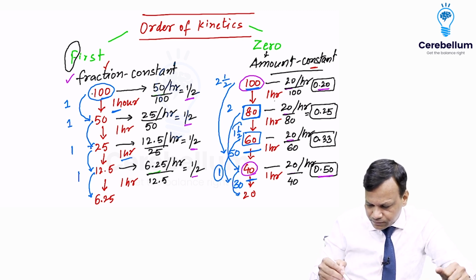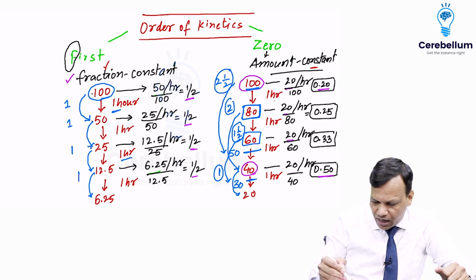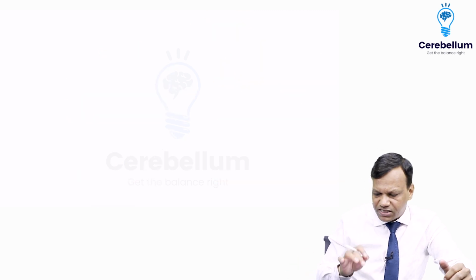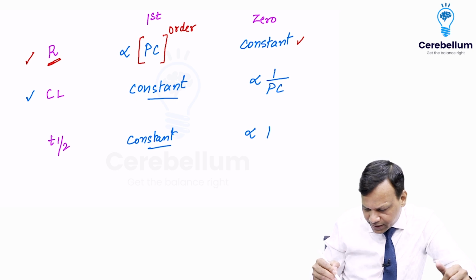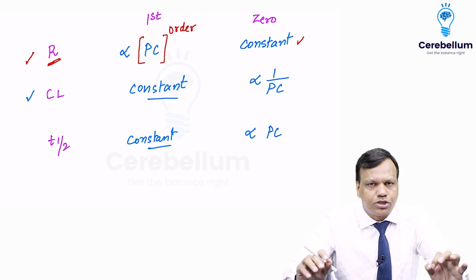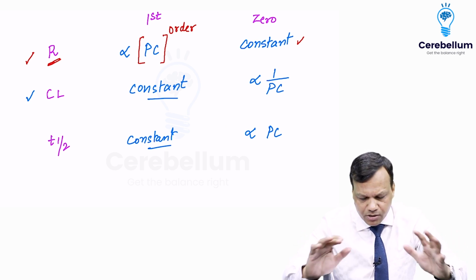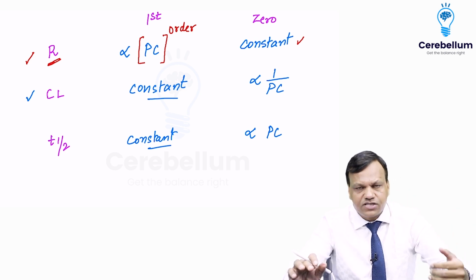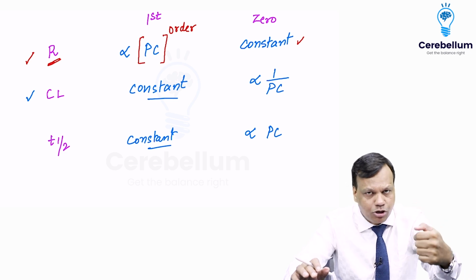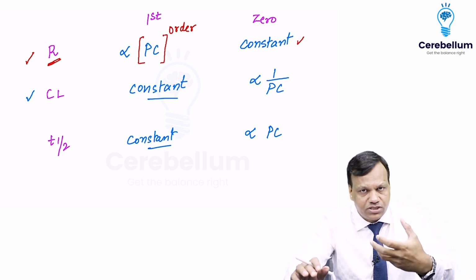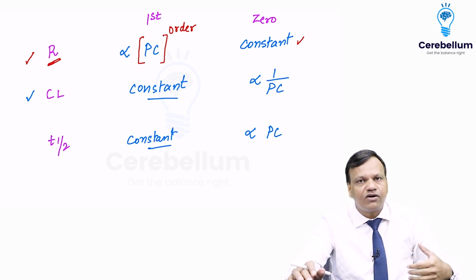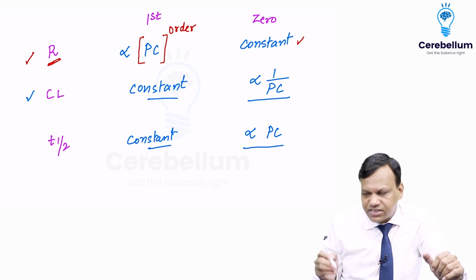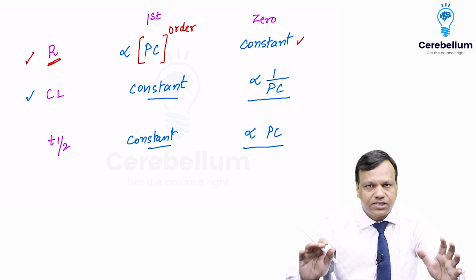So what we noted is, when plasma concentration is high, half-life is high. When plasma concentration is low, half-life is low. Or we can safely say in zero order kinetics, half-life is directly proportional to plasma concentration. Okay, so these are the main differences between first order and zero order kinetics. First order, rate of elimination is proportional to plasma concentration. Zero order, it is constant. First order, clearance and half-life are constant, whereas in zero order kinetics, clearance is inversely proportional and half-life is directly proportional to plasma concentration.